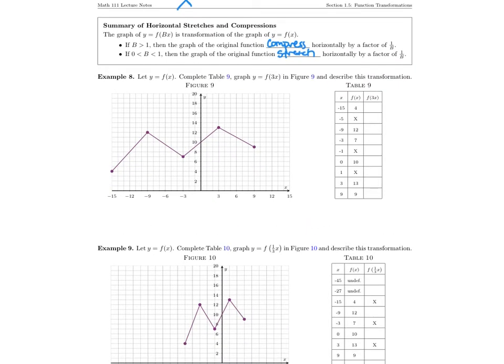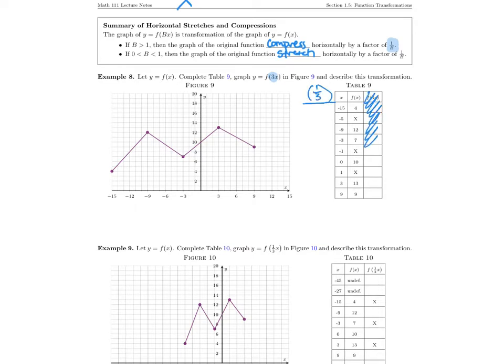Zoom in just a little bit more. So for this first example here, we have f of 3x. So remember, if it's 3, it's greater than 1, we're going to compress it horizontally by a factor of 1 over that value. I'm going to highlight that just so that we can see. So it's going to be 1 over that value. So instead of 3, I'm going to be compressing it by a factor of 1/3. So when I write this in my table, I'm going to multiply it by 1/3.